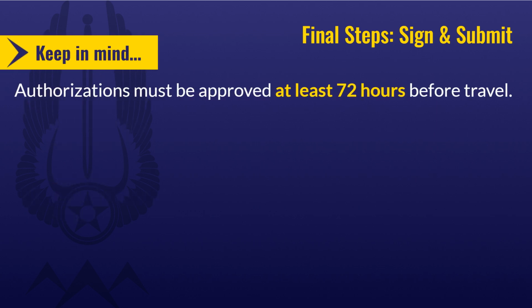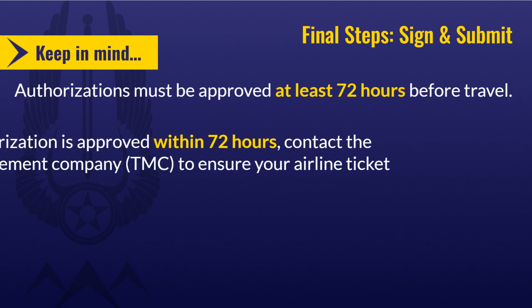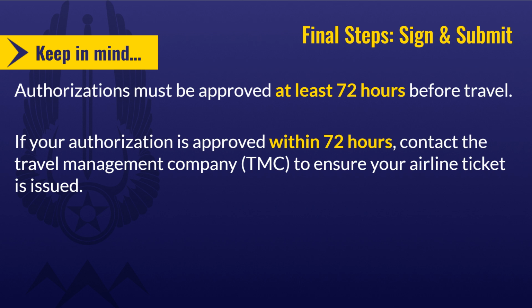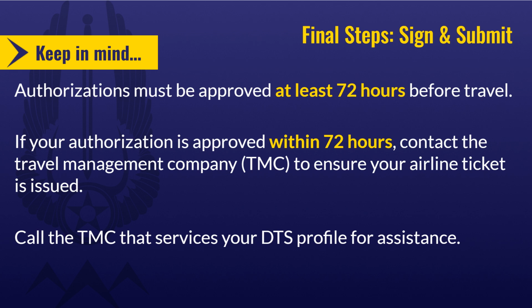Keep in mind that authorizations must be approved at least 72 hours before travel. If your authorization is approved within 72 hours of travel, you must contact the travel management company directly to ensure your airline ticket is issued. The TMC which services your DTS profile may be different than the TMC that services the base you're assigned to. Find your TMC's contact information on your travel itinerary. Be sure to call the correct TMC for assistance.